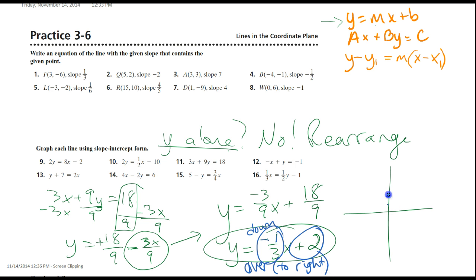So from my y-intercept, I go down 1, and to the right 3. 1, 2, 3. Down 1, 1, 2, 3. And there's the line.